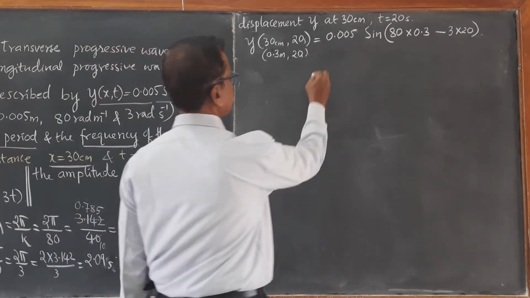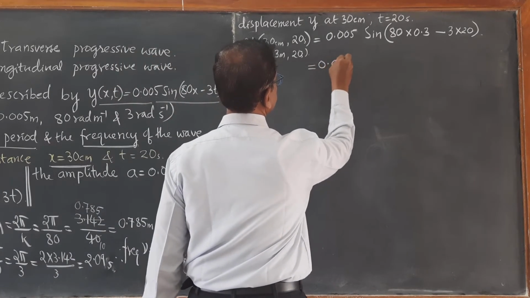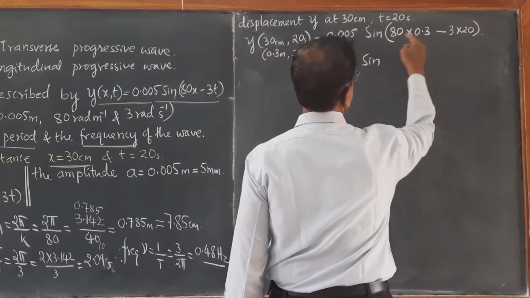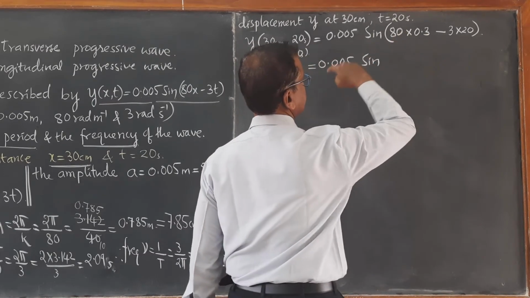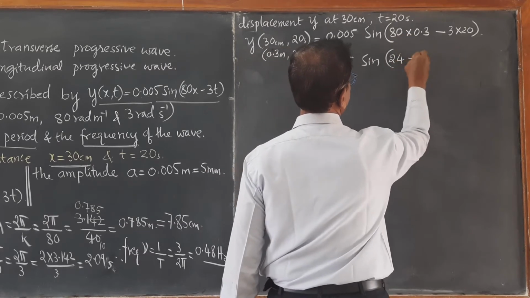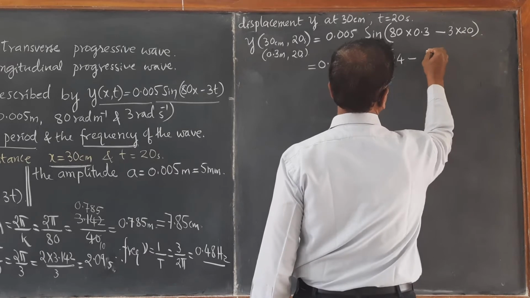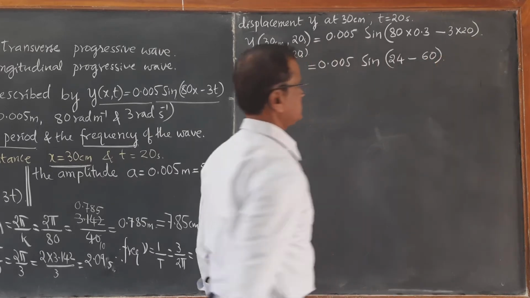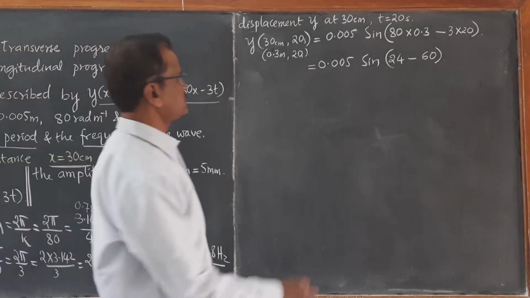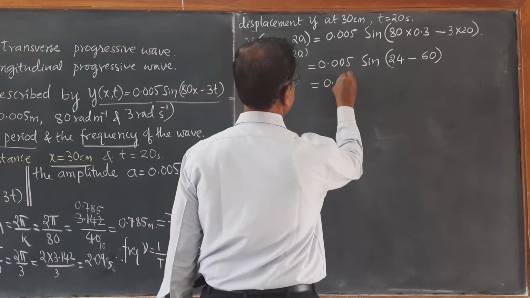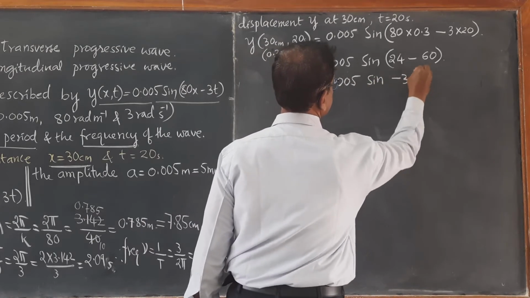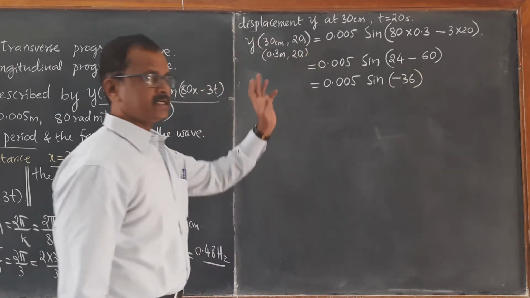So thus we get 0.005 into sine. So the 0 cancels here due to the decimal. So it becomes 24 minus 3 into 20, which is 60. So 60 minus 24 becomes 36. Minus 36. So 0.005 sine of minus 36. This is in radian.